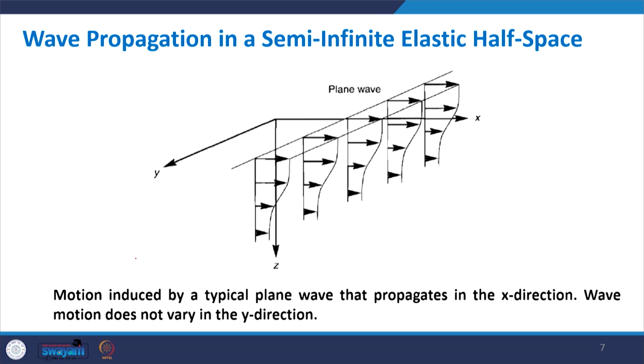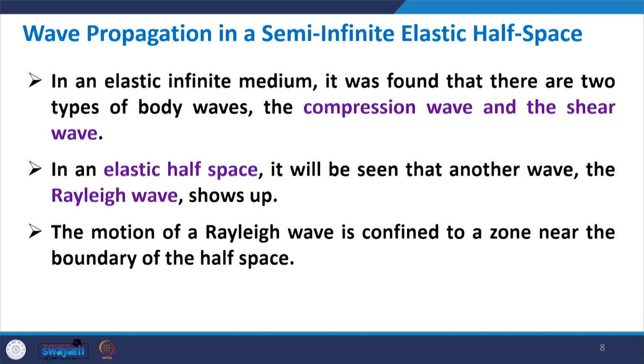Again, as discussed in the last lecture, we assume that our medium is homogeneous, isotropic and elastic. Here is the wave propagation in a semi-infinite half space. You have x direction, y direction. You see the wave front: there is no change in the y direction, it is the same, but in the x direction the amplitude may be varying. In the z direction it is again varying, you have the maximum here and then decreasing here. So, in this case we are considering variation only in the x and z directions, but not in the y direction. That is for the semi-infinite elastic half space.